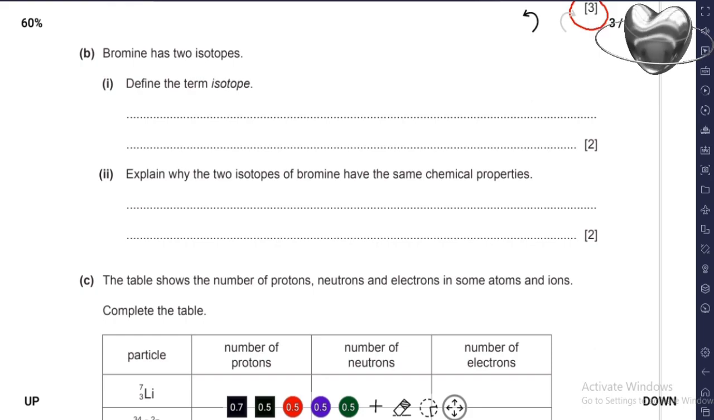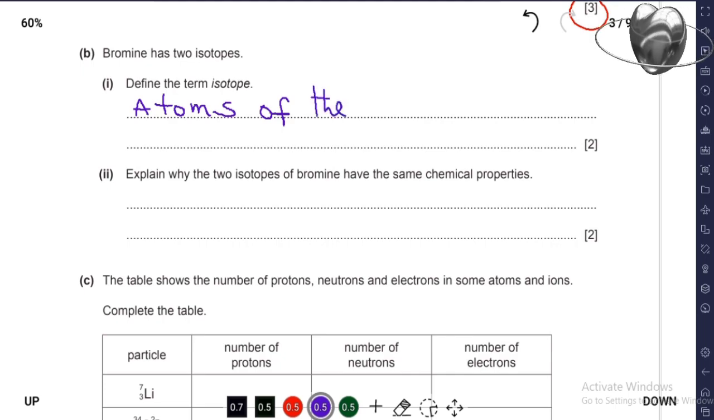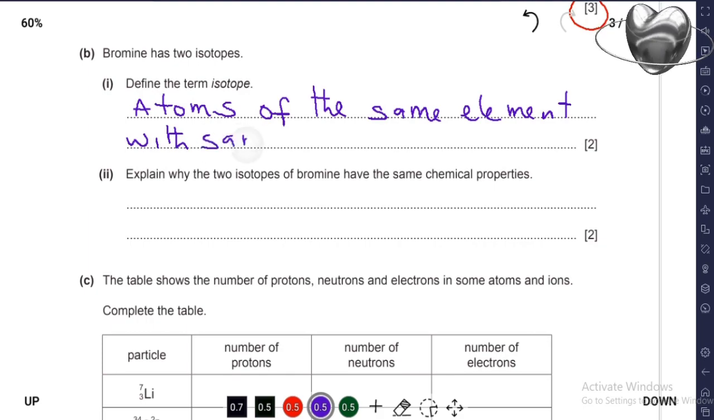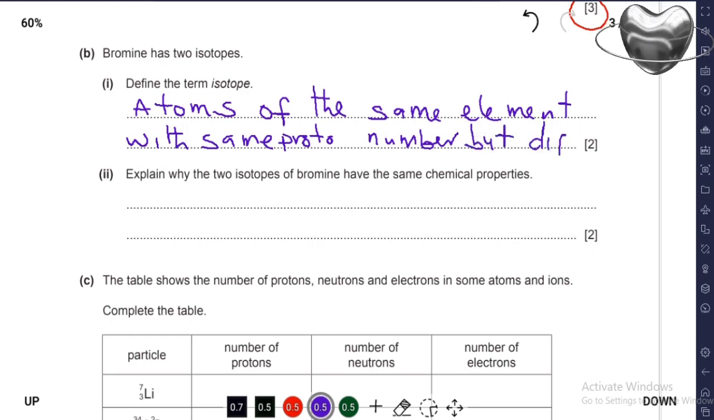Bromine has 2 isotopes. Define the term isotope. Atoms, beg your pardon, atoms of the same element with the same proton number but different mass number. Mass number or neutron number.